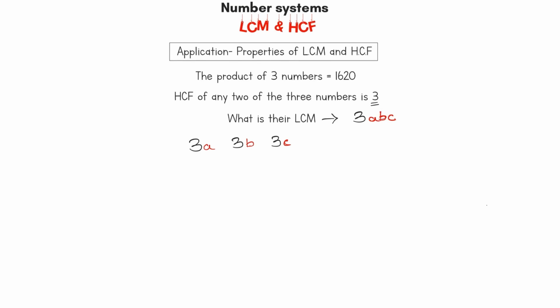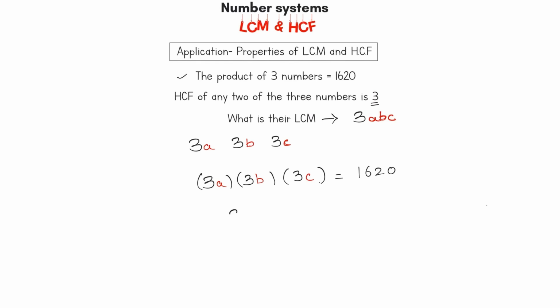Now what is given to me? The product of the three numbers is 1620. So what do I understand from this? 3A into 3B into 3C. This is my 3B and then this is my 3C. The product of these 3 is equal to 1620. That is being given to me. So I understand from this: 3 into 3 into 3, 27. I get here 27 ABC.